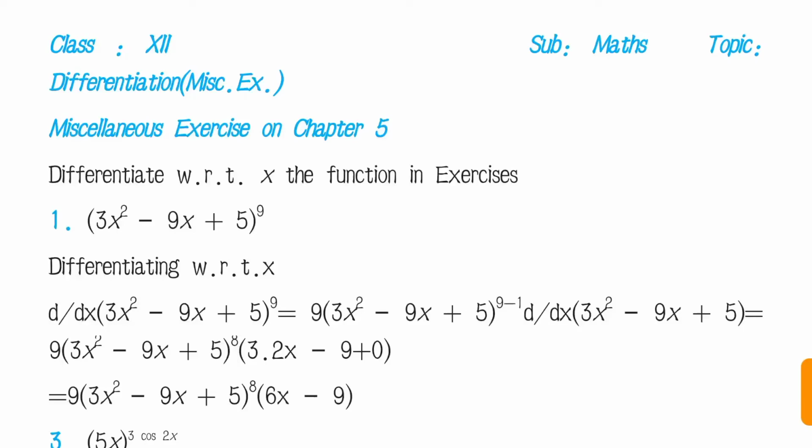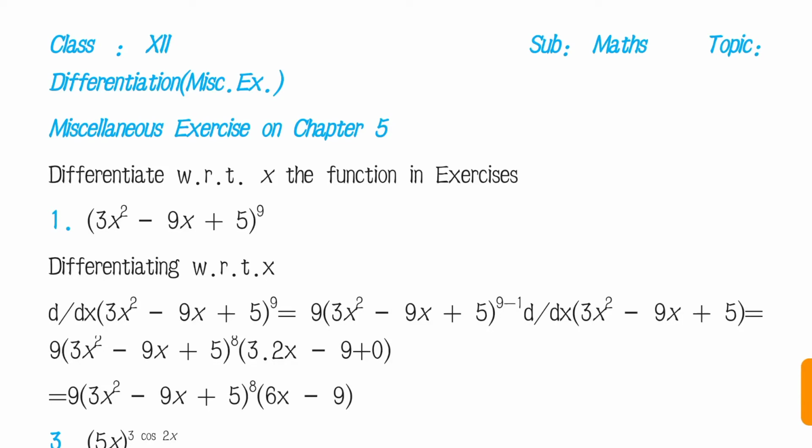First question is (3x² − 9x + 5)⁹. Differentiating it with respect to x, you know that the chain rule will be applicable. d/dx of (3x² − 9x + 5)⁹. First apply the power rule of the function, then it will be 9(3x² − 9x + 5)^(9−1). Now according to the chain rule, into d/dx of (3x² − 9x + 5).